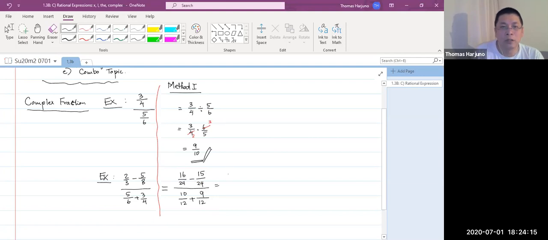Going forward, this is 1 over 24 over 19 over 12. And multiply by the reciprocal. Let me skip one little step there. Multiply by 12 over 19. Cross cancel. I get 1 over 38. This is method 1, basically a conventional method following order of operations.